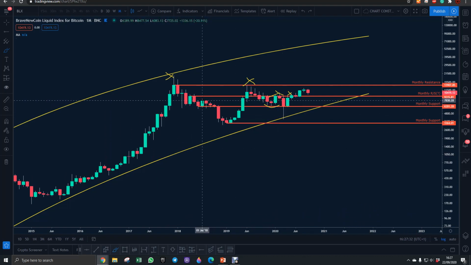We do have some other interesting price points, like this one here, this monthly close. You might say, why haven't you included that? It's just not as important as the other things on the chart. So there's no real need to have it on there.